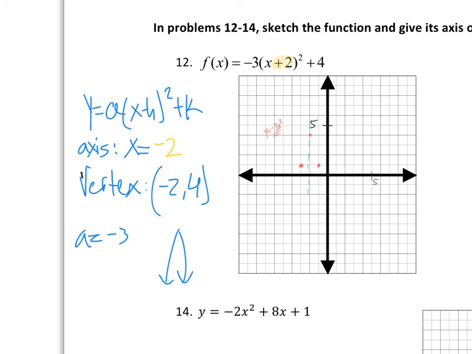All right? So we have going right 2, and we're going to go down 12. Well, there's 4, 5, 6, 7, 8, 9, 10, 11, 12. Put us down here at -8. Okay? Now we got plenty of points to get a real nice graph. So let's graph it.